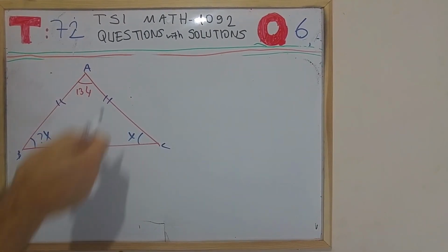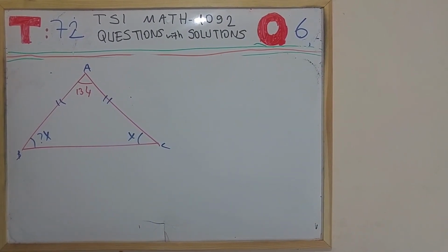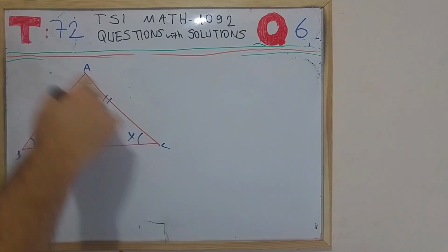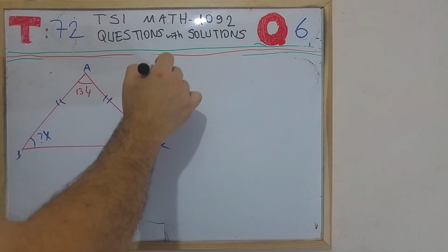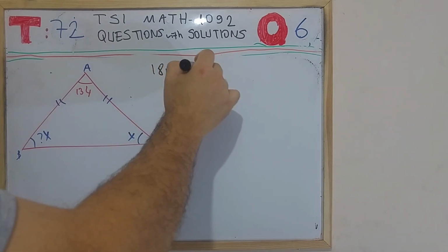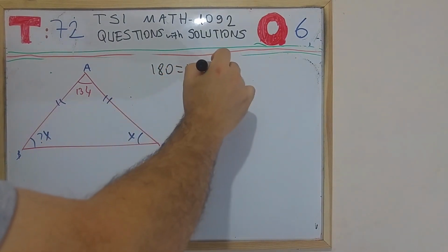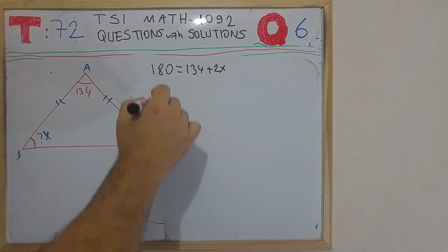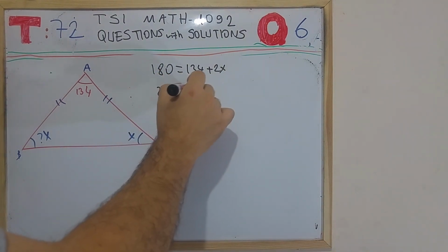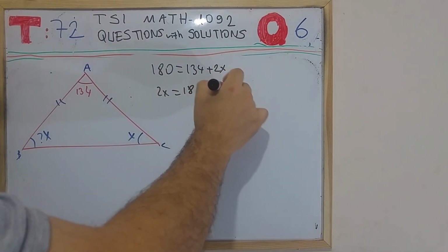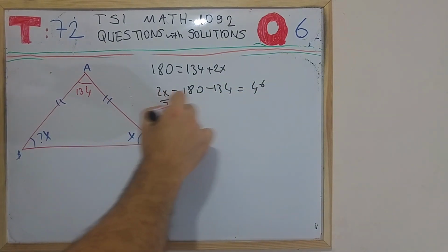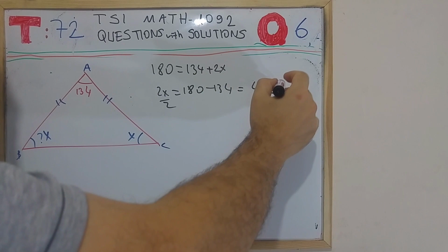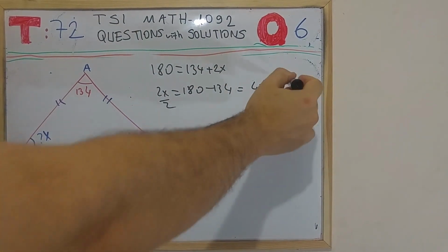Since AB is equal to AC, then angle B must be equal to angle C, and the sum of the internal angles of a triangle must be equal to 180. That is 134 plus 2x is equal to 180. So 2x is equal to 180 minus 134, which is equal to 46 degrees. When I divide each side by 2, x is equal to 23 degrees.